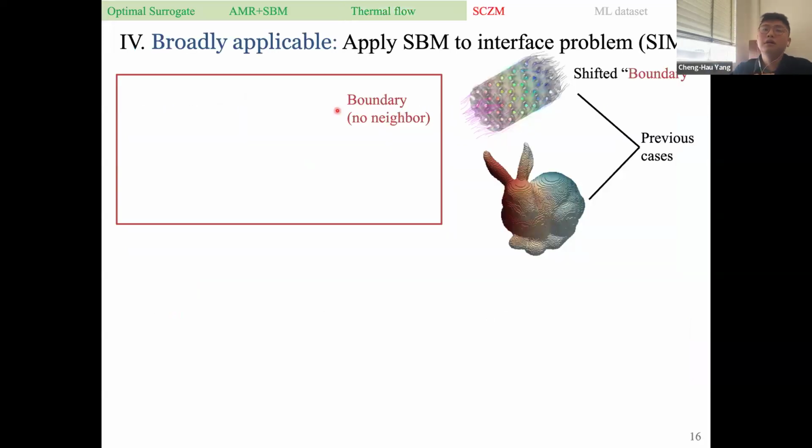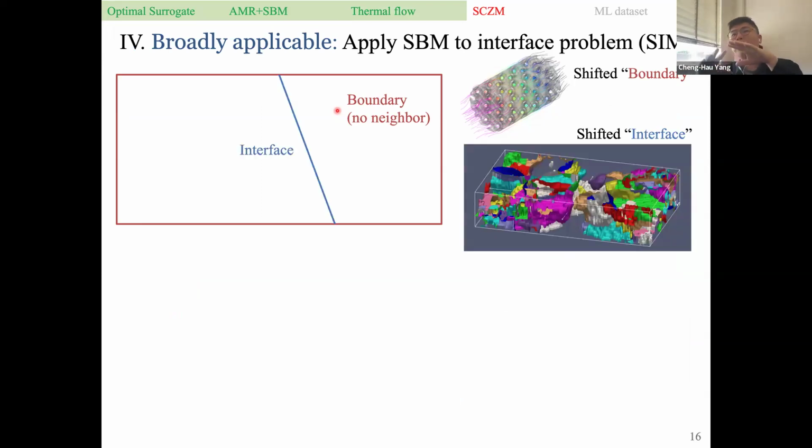So in my previous presentation, I was mostly talking about problems with complex boundary geometries, like the flow passing through a gyroid, where the boundary we want to solve for is very complex. However, in some problems, the boundary of the domain is very straightforward, but inside the block it may have some complex interfaces.